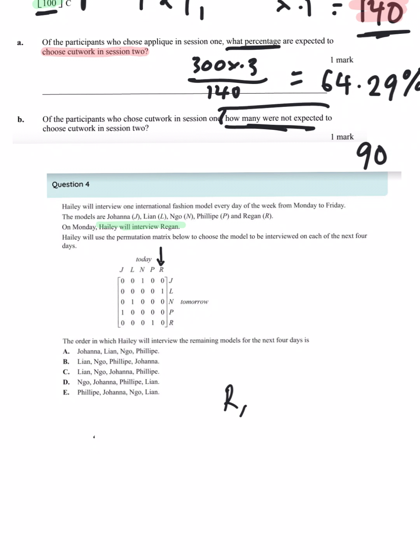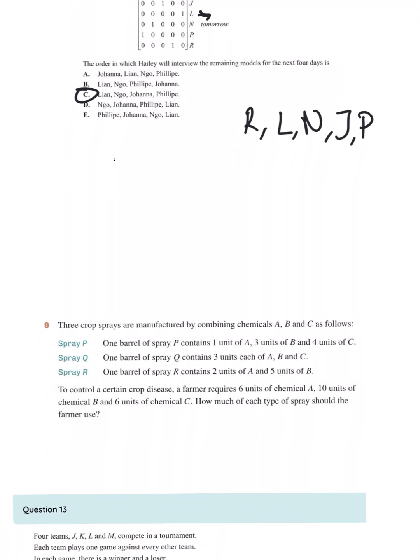You just go down to where it matches the 1. So that will go from Regan today to, is it Leon? Okay, then down from Leon to N, down from N to J, and then down from J, that's here, down from J to P. Okay, so that will be C. Cool. All right, next question.